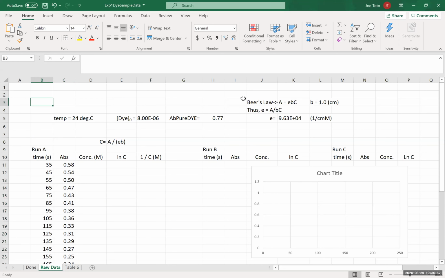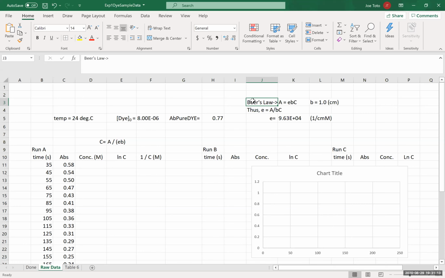Up here, I have Beer's law written out. So this pertains to the directions for writing up your lab number 4.